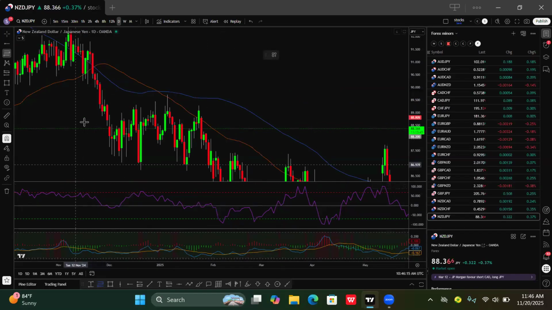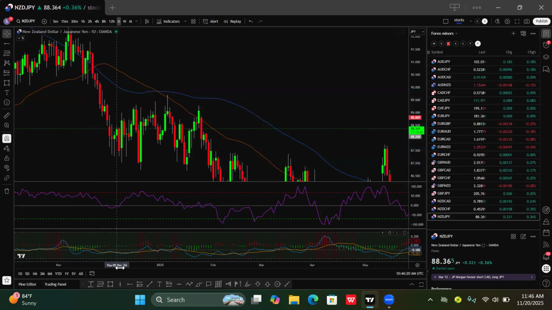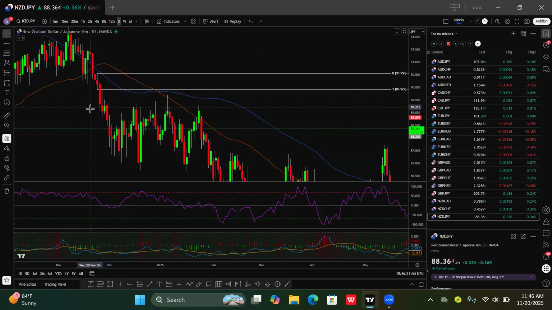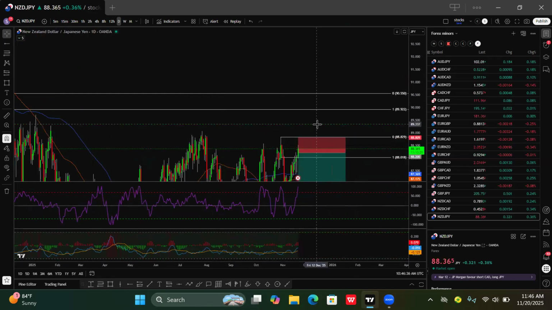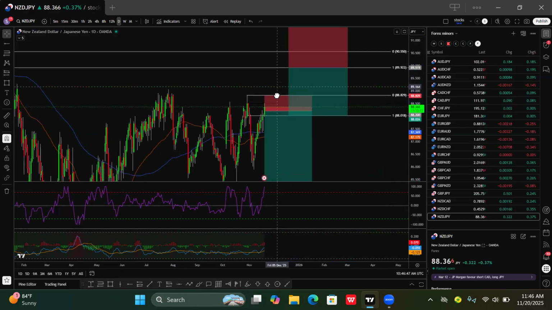Also have a very nice supply zone here above price. This one. So if we break out and hit this level, this would be more profitable. And that's why I'm risking less than a percent on each of these trades.